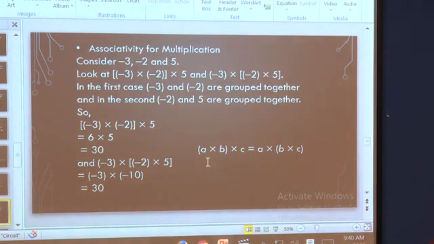So in short we can say that A multiplied by B multiplied by C is equal to, grouping this together, A multiplied by B into C. In short we remember this as the associative property for multiplication.